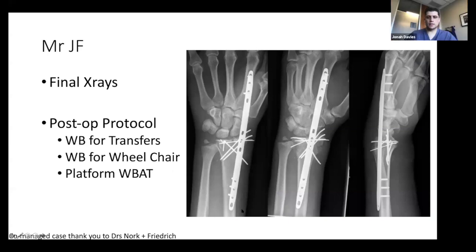Let's see what it ends up looking like. So here's what it looks like at the end after the case. And the one thing I wanted to talk about, because this came up in the Q&A, is post-op protocol.